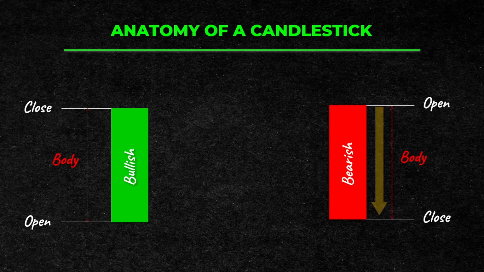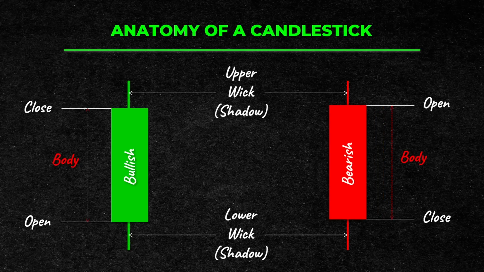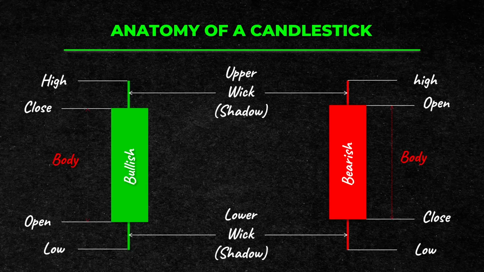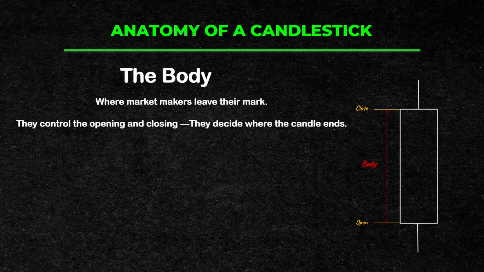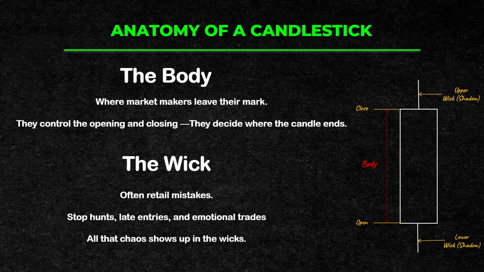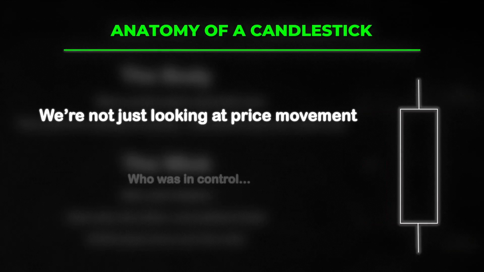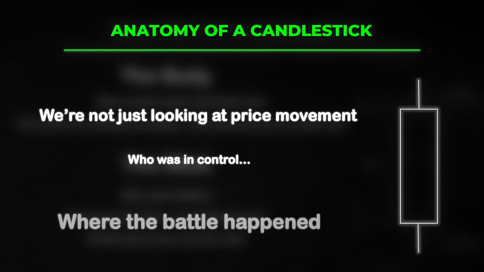Now the wick, also known as the shadow, these are the thin lines above and below the body. They show how far the price moved beyond the open and close before the candle finished forming. But here's what most traders miss. The body is where market makers leave their mark. They control the opening and closing. They decide where the candle ends. The wicks, on the other hand, are often retail mistakes: stop hunts, late entries, and emotional trades. All that chaos shows up in the wicks. So when we analyze a candle, we're not just looking at price movement. We're studying who was in control and where the battle happened.